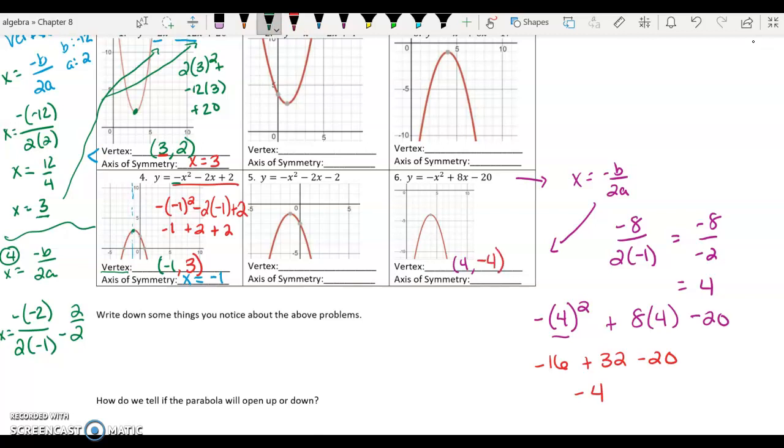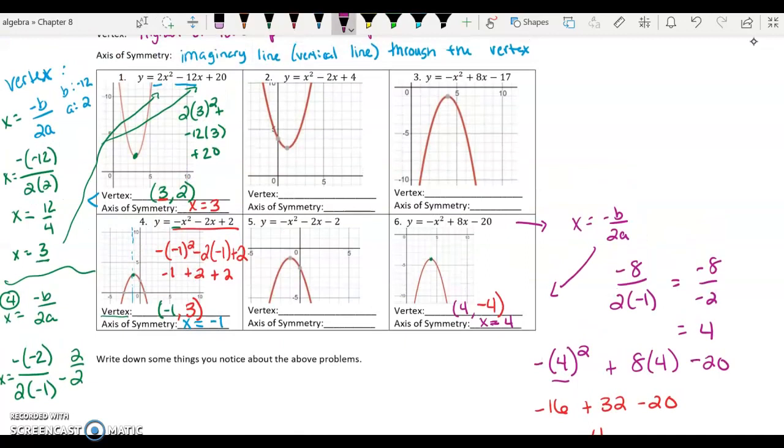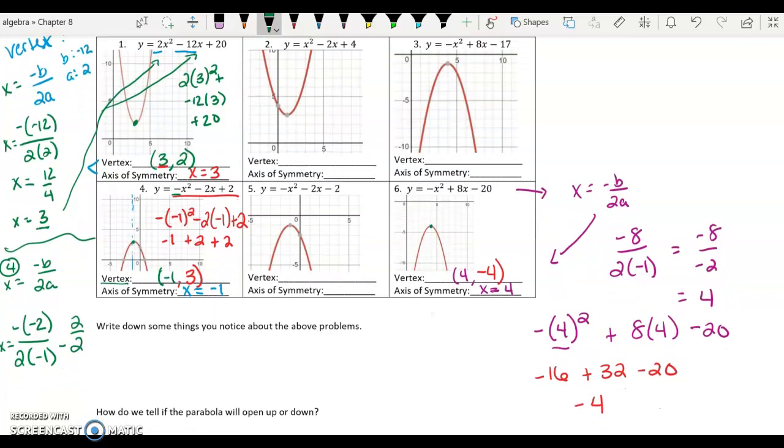So my vertex is a coordinate. Again, it should be the highest or lowest point. In this case, it's the highest. I get 4, negative 4. My axis of symmetry is based off the x value, so x equals 4, and it should be an equation. What I want you guys to do, I want you to do 2, 3, and 5, the vertex and axis of symmetry by yourself. On the next video, I will post the answers. And we can talk about a few key things.